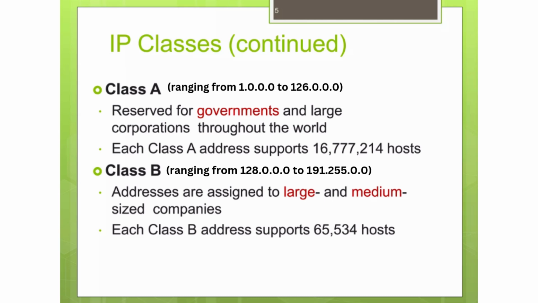Class A addresses are reserved for governments and large corporations and can support up to 16,777,214 hosts. Class B addresses are assigned to large and medium-sized companies and can support 65,534 hosts. These classes allow large-scale networks to efficiently manage their IP address allocation.